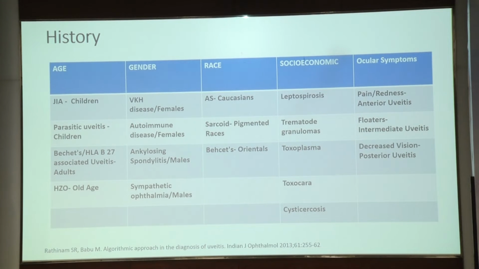Similarly, in our part of the world, socioeconomic status is very important, and certain diseases like leptospirosis and rheumatoid granulomas will be common in patients of lower socioeconomic strata.